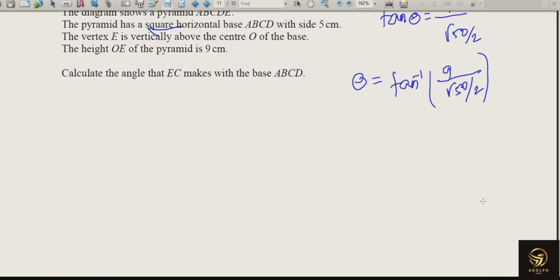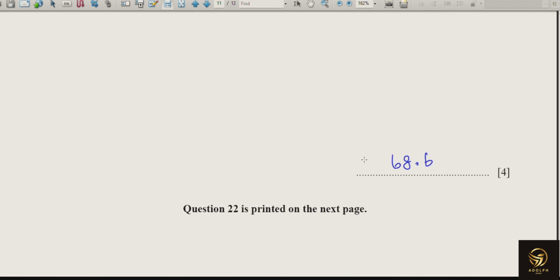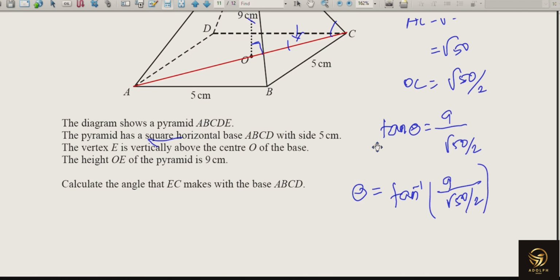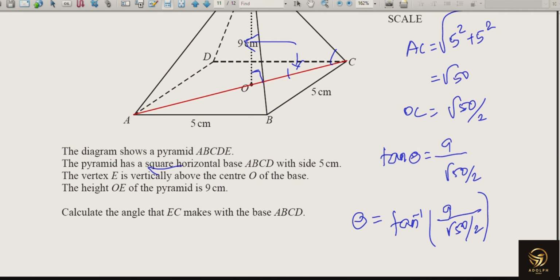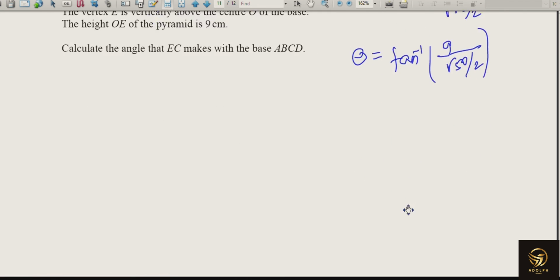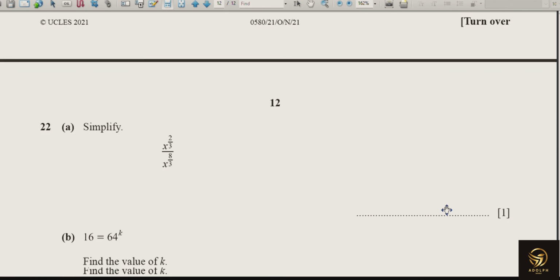Yeah, that's it. Because they are not asking to prove, I can write the direct answer 68.6. It's a simple thing. I'm just taking the unrounded value, the actual exact value, and using it for the calculations. Let's go to the next one.